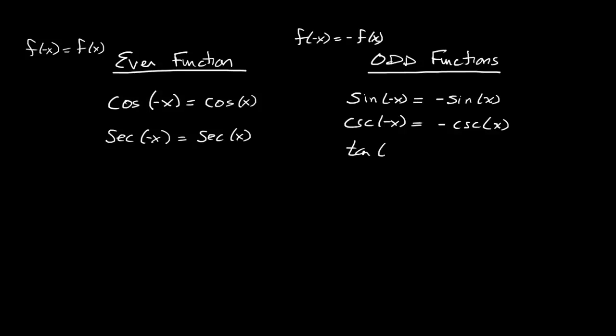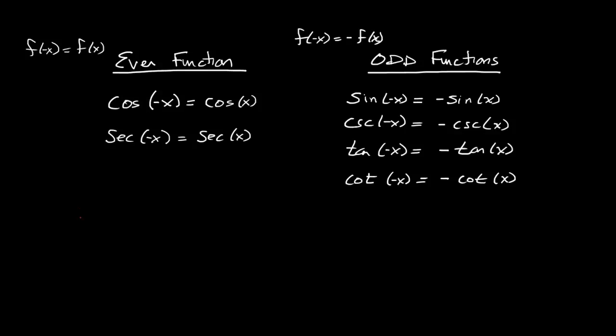Tangent of negative x is also odd. So this will give you negative tangent of x. And when you invert tangent, you get cotangent of negative x. And this will give you negative cotangent of positive x. So this can definitely help you when evaluating rapidly some trig functions.